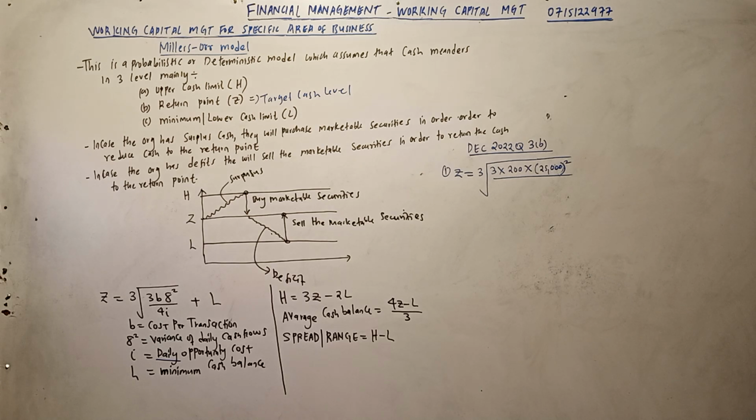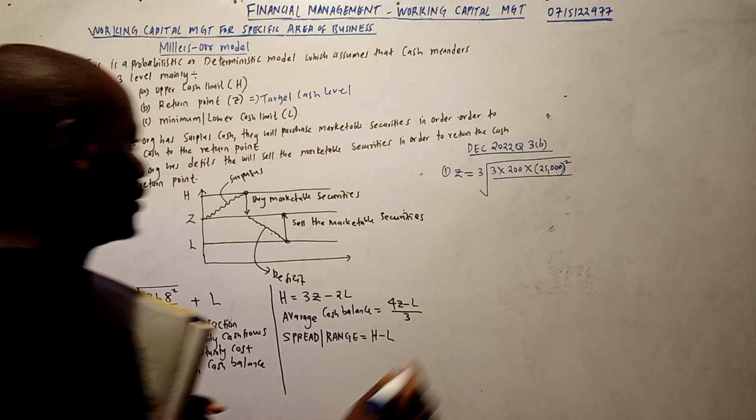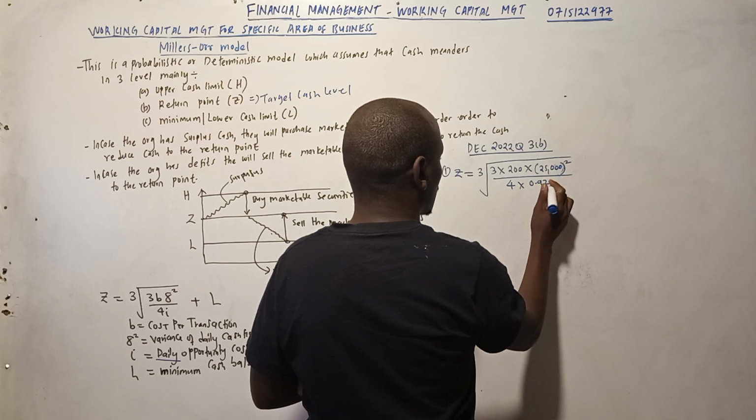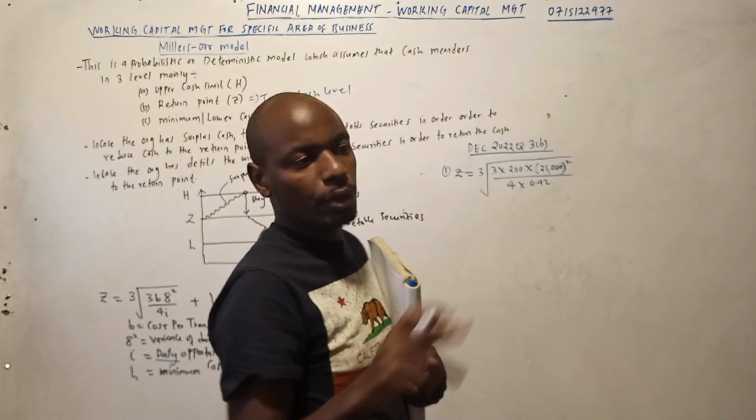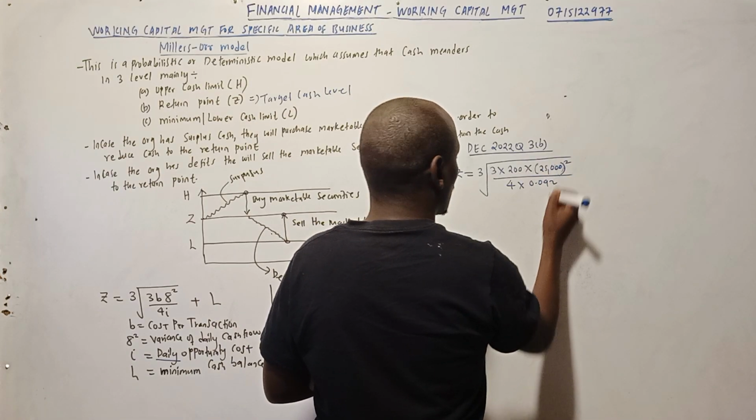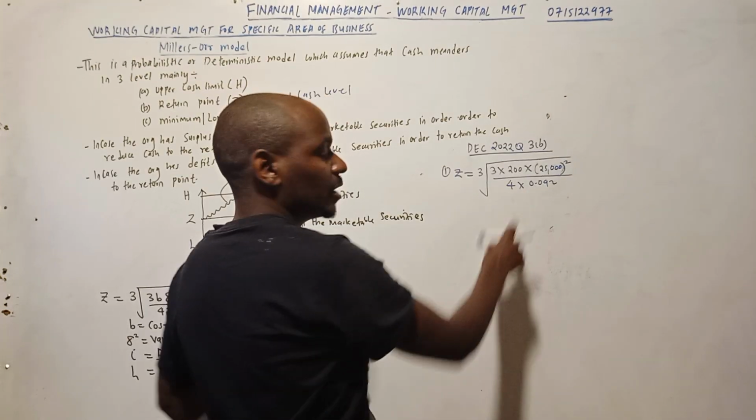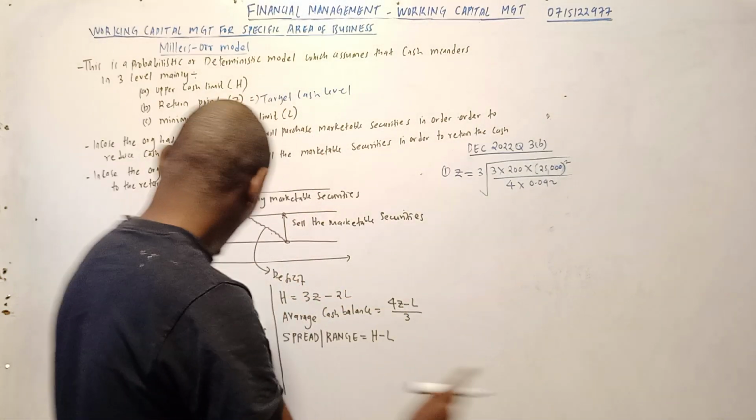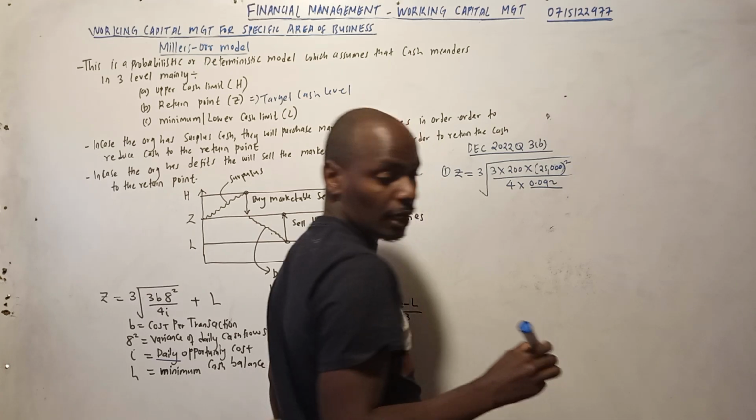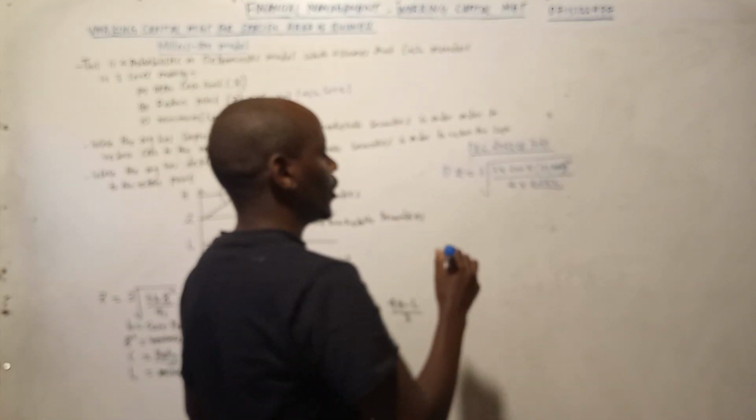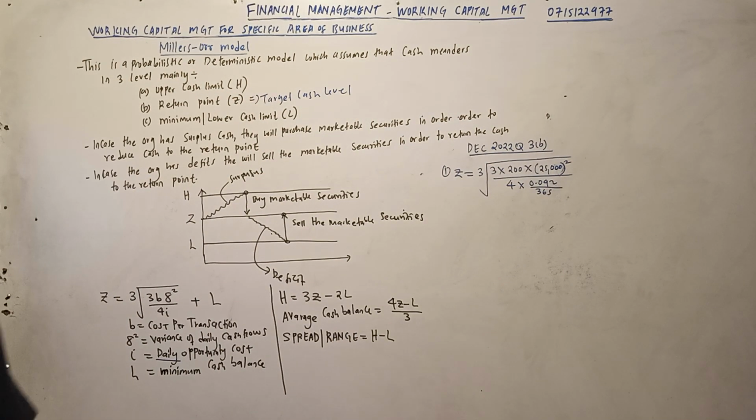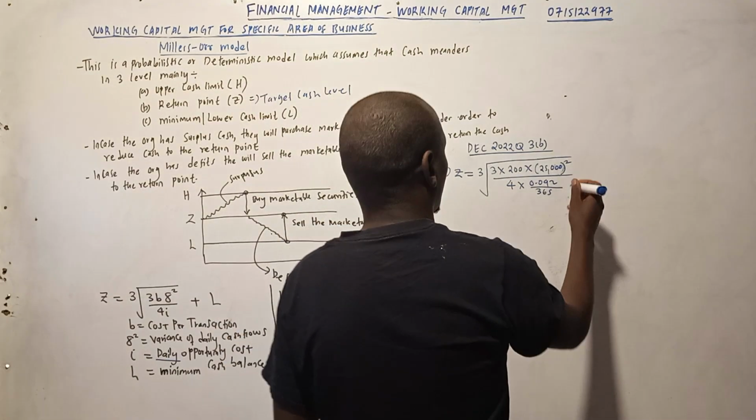Then we are supposed to divide it with 4 times I. Now 4 I ni 9.2, 0.92. 9.2 itakuwa 0.092. Now but remember this percent it is per annum, but the question here it says daily. So kumaanisha how many days in a year? We need to divide with the number of days in a year so that we make it daily. Number of days in a year is 365. So you need to divide it with 365. Then plus the minimum balance.